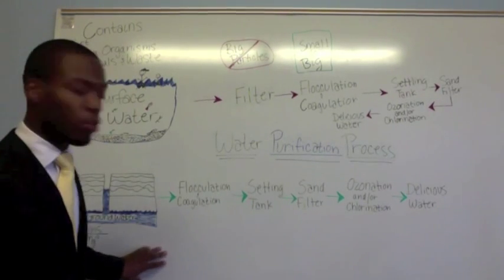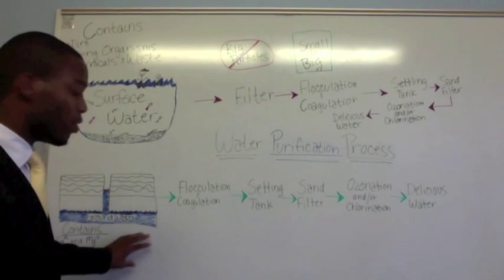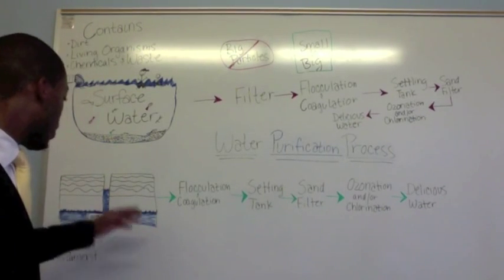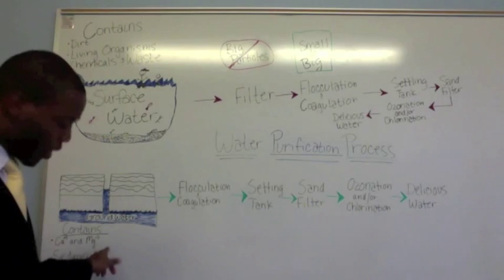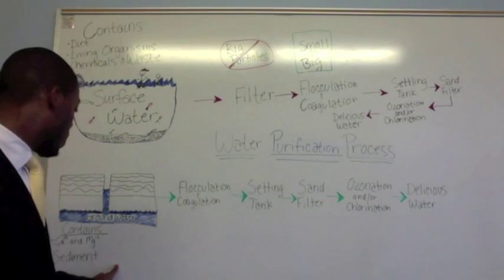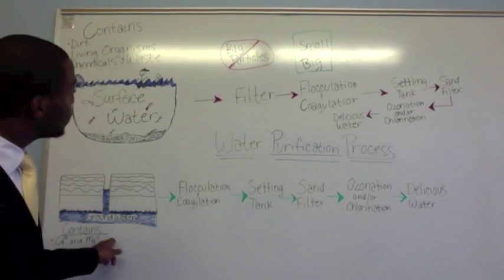The second type of water is groundwater. This water is not exposed and is found under the surface of the earth and contains a lot of minerals and sediment, specifically calcium and magnesium.